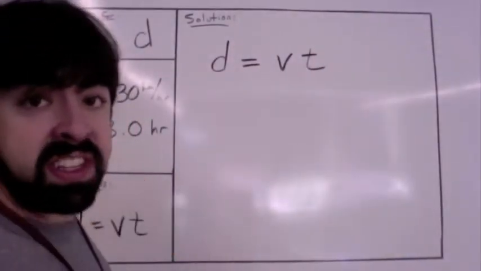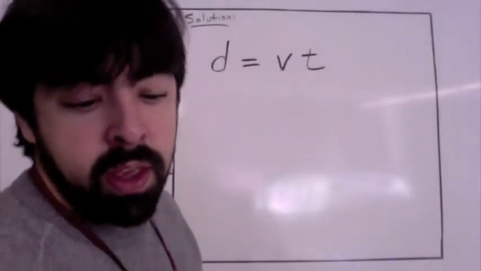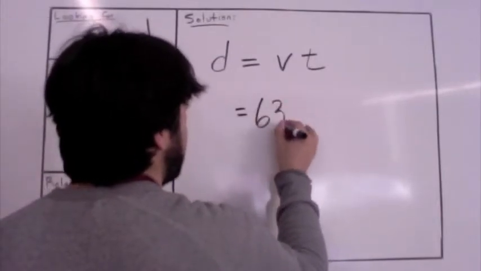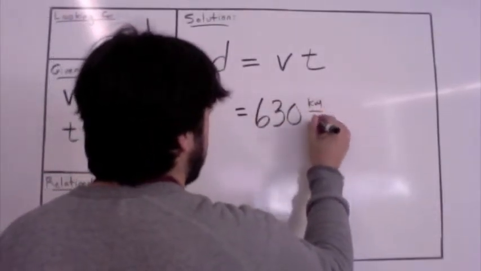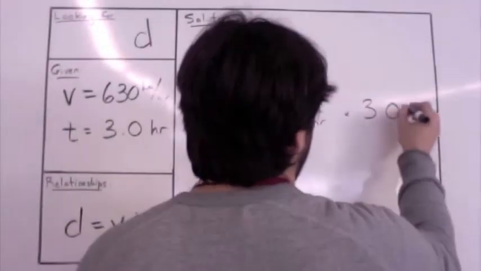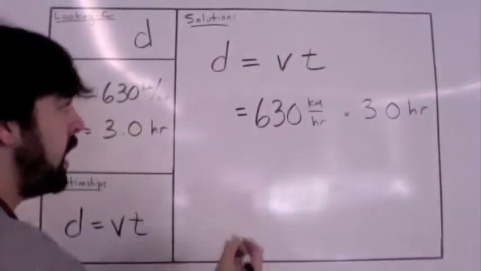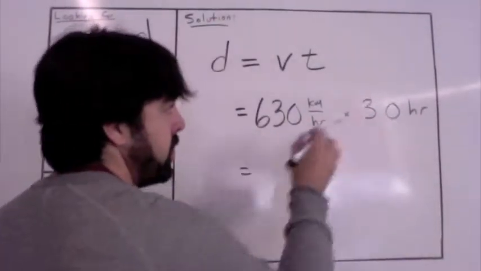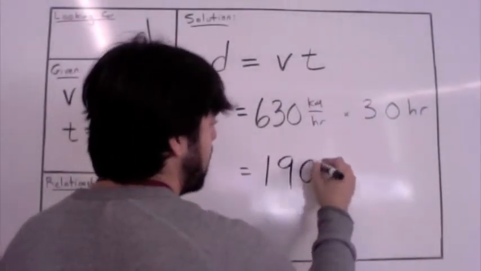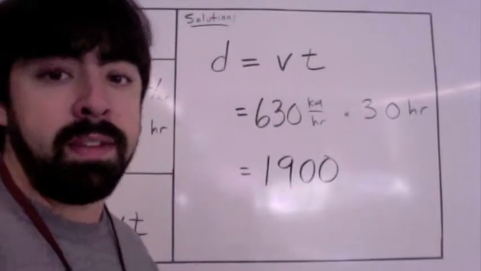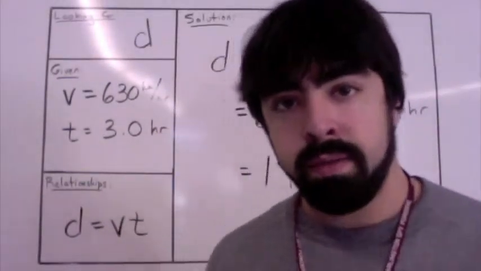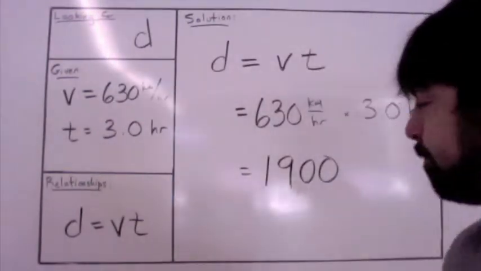Distance equals velocity times time. So we're going to say 630 kilometers per hour times 3.0 hours is going to equal, so let's multiply the numbers. 630 times 3.0 is going to be 1,900. Again, I'm watching for significant figures for those who are in my curriculum A. Others, I'm just rounding, so you know.